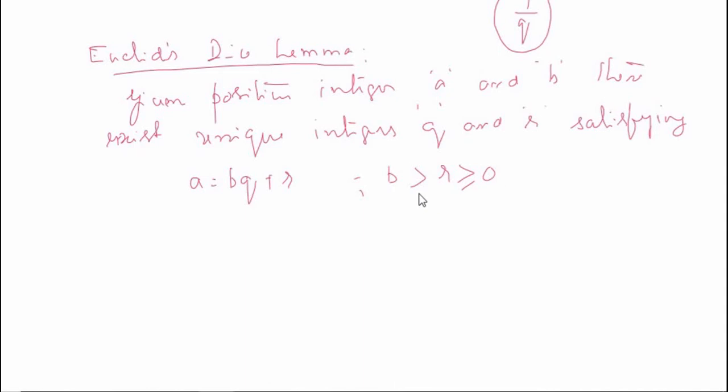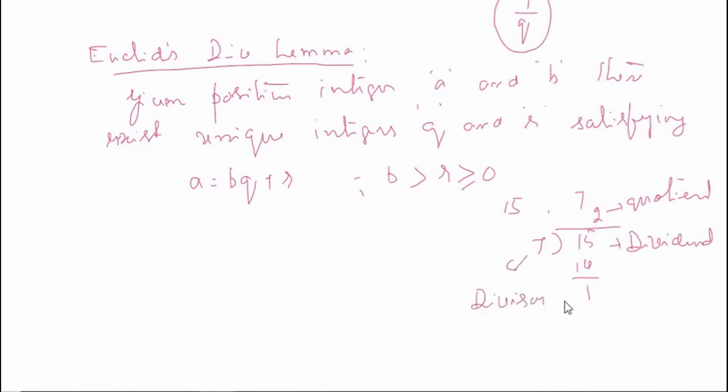This is not new to us. We have been using it for ages. Let us try to understand that. Let us take two numbers, say 15 and 7. Let us divide 15 by 7. 15 divided by 7, it is 2 times, so 14 and remainder is 1. So this is the dividend, this is the quotient, this is the divisor, and this is the remainder.